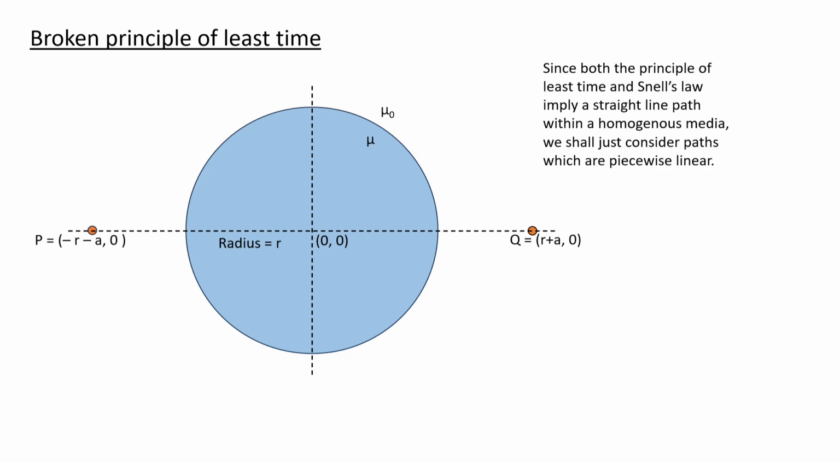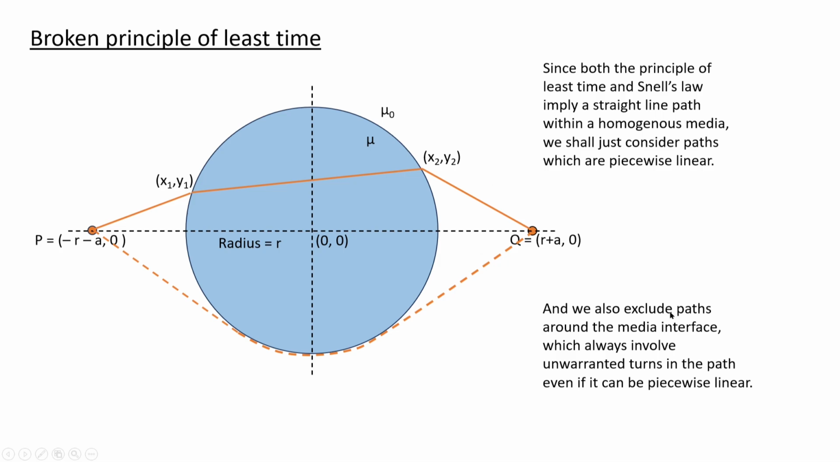Since both the principle of least time and Snell's law imply a straight line path within a homogeneous media, we shall just consider paths which are piecewise linear like this. Within a media, from this point P to x1 y1, it is a straight line, and when the media changes, the direction of the ray might change. We have another random point x2 y2, so it travels from here to here, and then it finally joins Q. We'll consider piecewise linear paths like this and evaluate which has the least time.